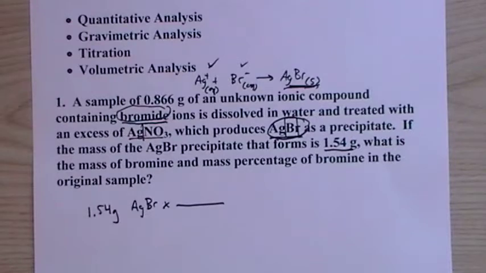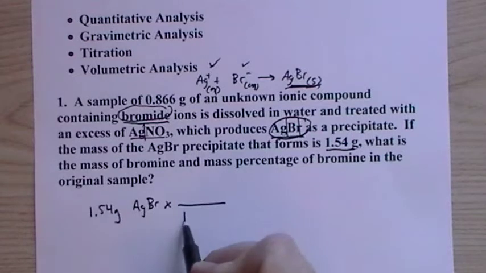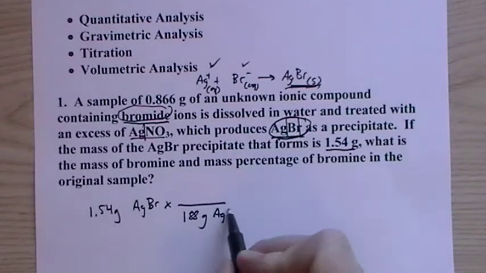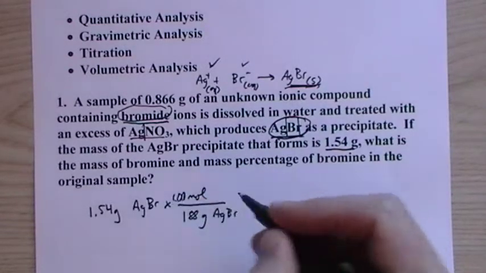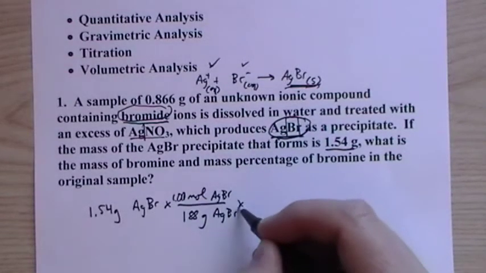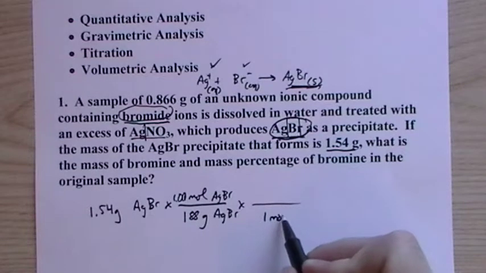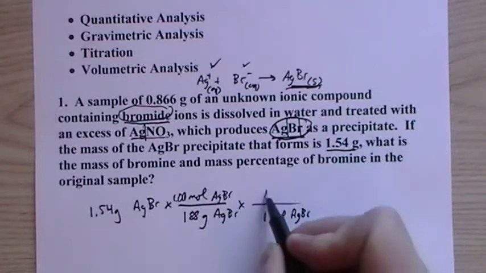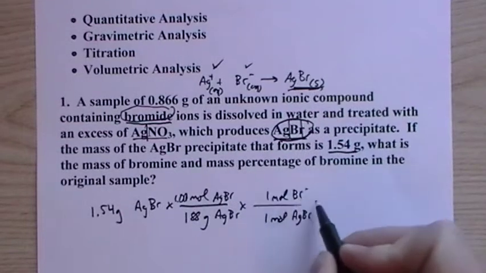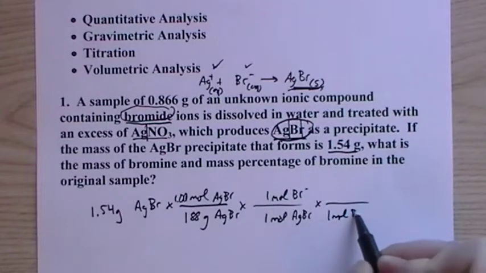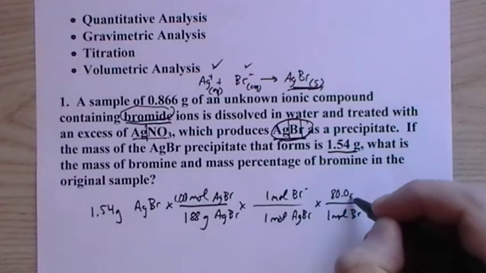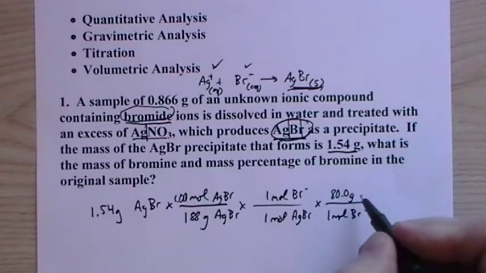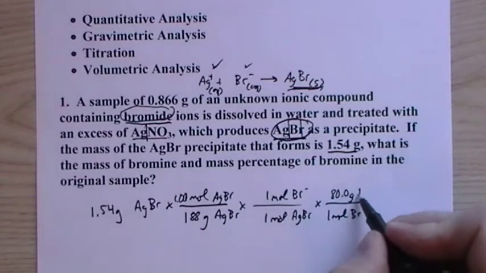So we have silver is 108 plus the bromine, which is 80. So this is 188 grams of silver bromide is 1 mole of silver bromide. And for every mole of silver bromide, there is 1 mole of the bromine ion. And 1 mole of bromine ion, even though there's an extra electron, it's essentially the same mass. If you tack on the mass of 1 extra electron, you'll find that, by rounding, it disappears.